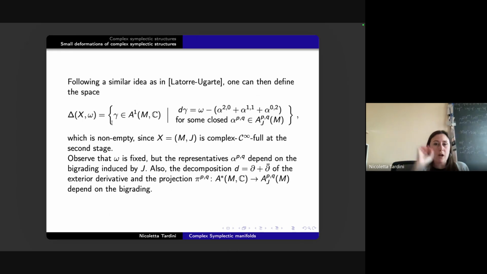But the important part here is that we are going to deform the complex structure. So the B degree of the forms is changing along the complex structure, right? For instance, if I start with a complex symplectic form that has B degree 2,0 and I deform the complex structure, my starting complex symplectic form will not be of B degree 2,0 along the deformation. So these alpha PQ depend on the bigradient induced by J, and also the differentials del and del bar are changing with the complex structure. There are many things that are changing.